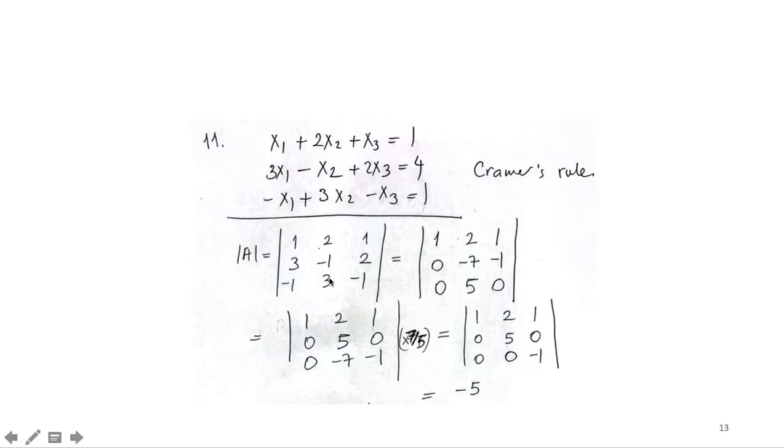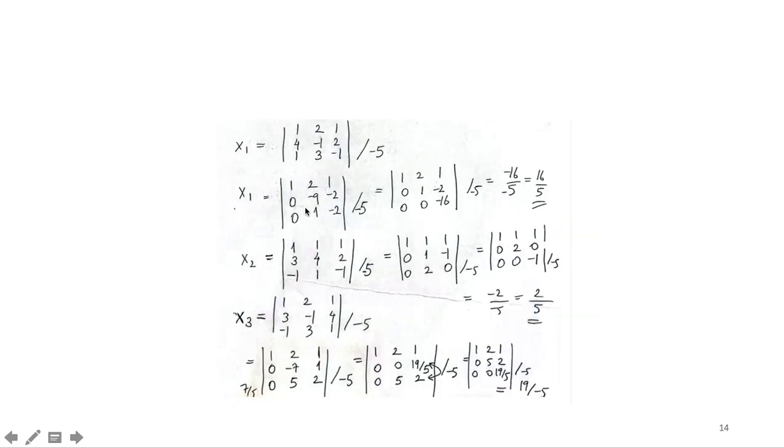So the right-hand side values of this equation are given, for this problem here, as 1, 4, 1. This 1, 4, 1 is put in the first column for x1. In the second case, it is replaced for the second column, and then the third column. And the other terms are the same as the original coefficients. But the denominator here is always the same.